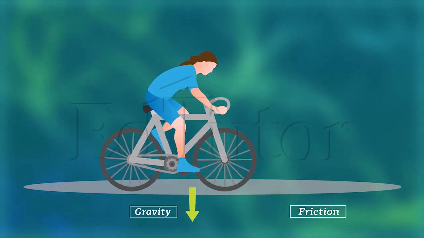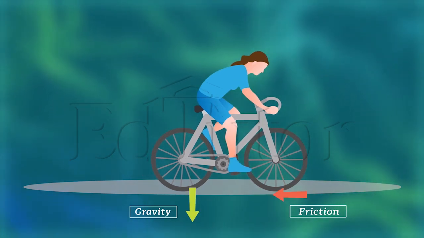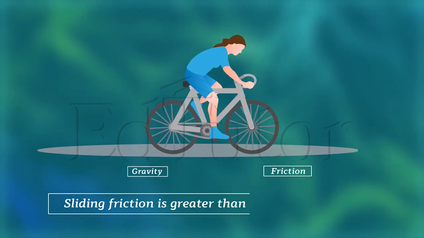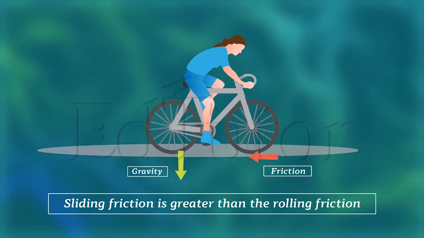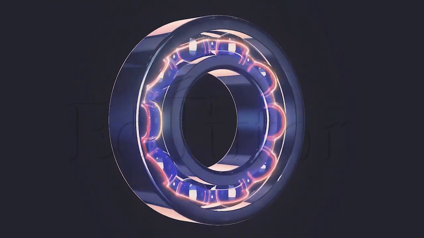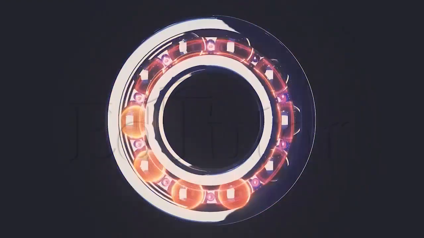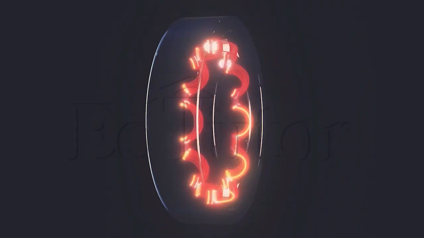Friends, when a cyclist applies brakes to stop his or her bicycle, the wheels of the bicycle stop rolling and start to slide over the road. The cycle stops very quickly because the sliding friction is greater than the rolling friction. Isn't this interesting? We can also reduce friction by using ball bearings or roller bearings. We use this because the rolling friction is lesser than the sliding friction.